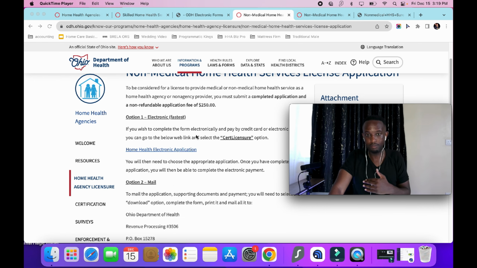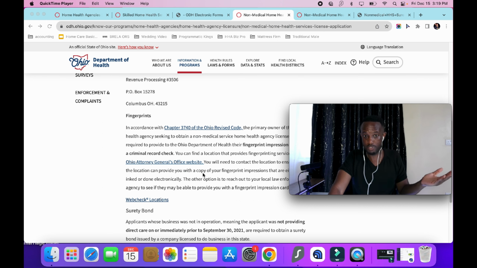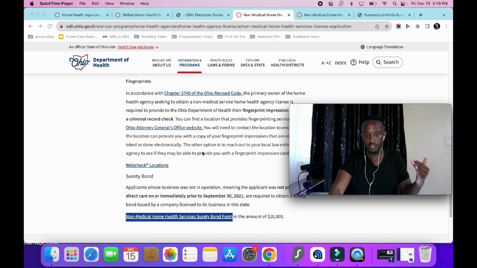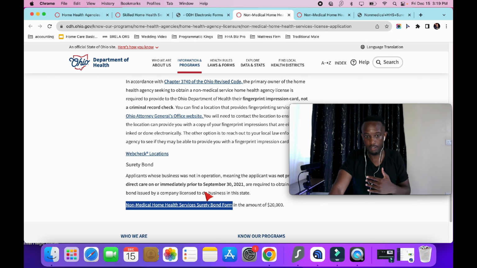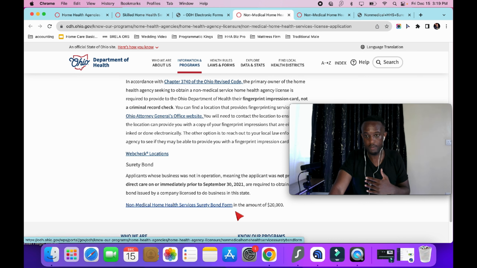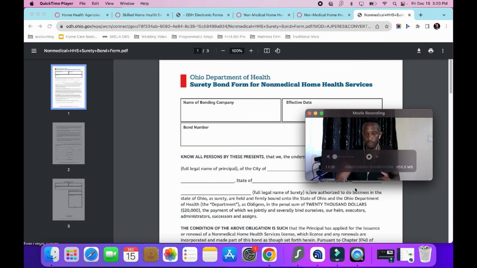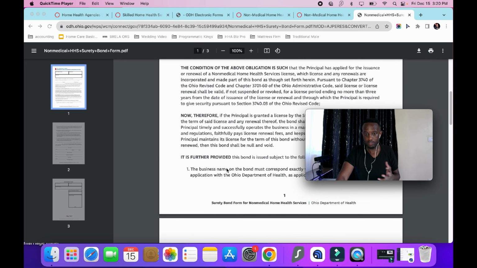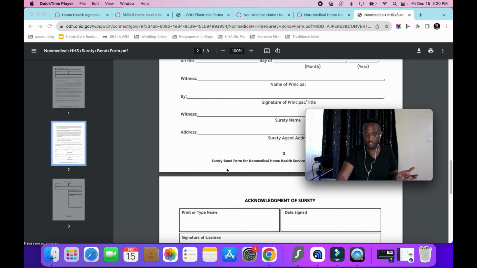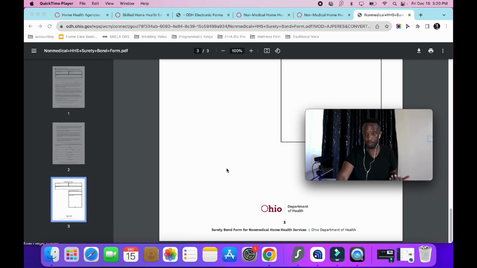Again, what I listed out, same thing. Everything is pretty similar to the skilled services. Just make sure to read through everything. Again, the surety bond form is right there for $20,000. So I briefly looked at what the surety bond form looks like, and as you can see, it's not too complicated. So let's just skim through it real quick. It looks like it's just 3 pages, as you can see, and pretty basic information, right? So you can fill this out pretty easily.